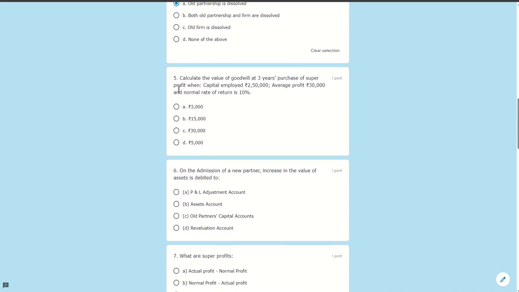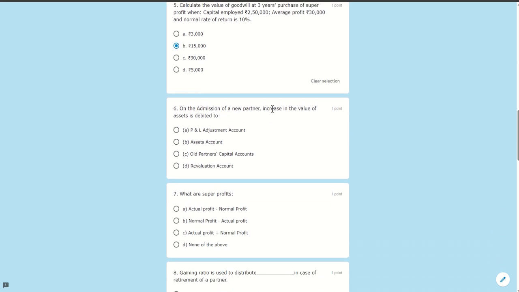Next question number five. Calculate the value of goodwill at 3 years purchase of super profit when capital employed is given as 2,50,000, average profit is 30,000 and normal rate of return is 10%. Let's do the calculation. 2,50,000 is the capital employed, so normal profit is 10% of 2,50,000, which is 25,000. The average profit is the actual profit, 30,000. So super profit is average profit minus normal profit, which is 30,000 minus 25,000, is 5,000. Goodwill is 3 years purchase of super profit. So 3 years purchase means 3 times 5,000, which is 15,000. So answer is B.